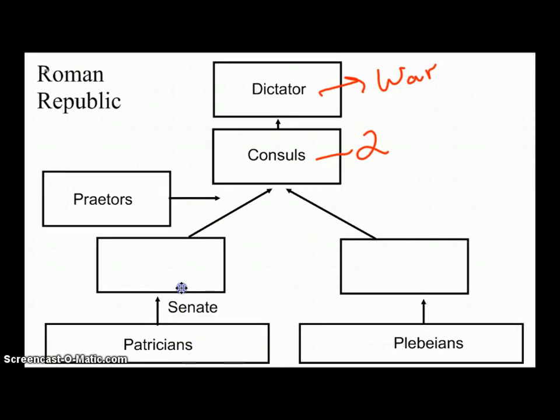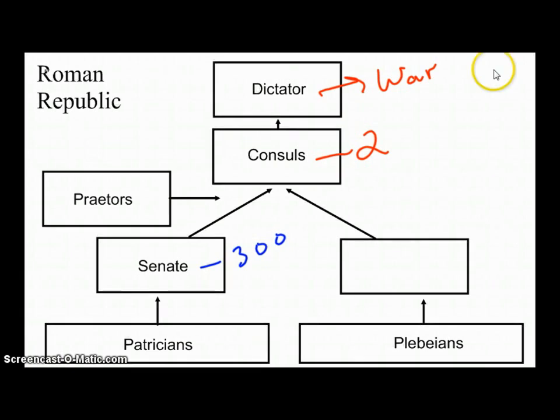Now, the patricians have a group ahead of them, a governing body called the Senate. And there are 300 members in this Senate. And these guys are the lawmakers. They suggest laws up to the consuls. They propose new laws. They vote on laws and debate important issues, approve building programs. They really help run the government with the consuls and inform their decisions.